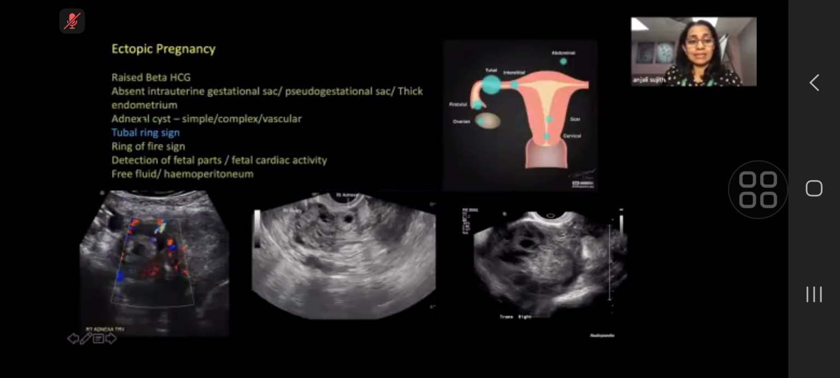It can present as an adnexal cyst. Most commonly it's a complex cyst. It will be vascular. On ultrasound, you can see it as a complex lesion which is vascular, which can again have the tubal ring sign. The tubal ring sign is described next to the normal ovary. You can see a small cyst with an echogenic wall. So this is an ectopic pregnancy within the tube. So this is called the tubal ring sign. If you're detecting fetal parts or fetal cardiac activity, then that is confirmatory.